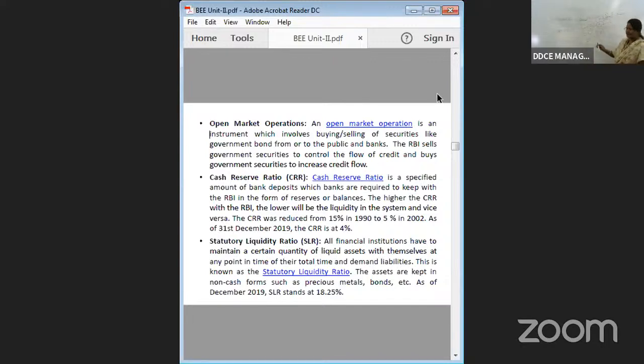Suppose there is a commercial bank. I'm giving a very, very nominal example. Is the whiteboard visible? Yes, ma'am, the board is visible. Okay. Look at this now. This arrow is visible.